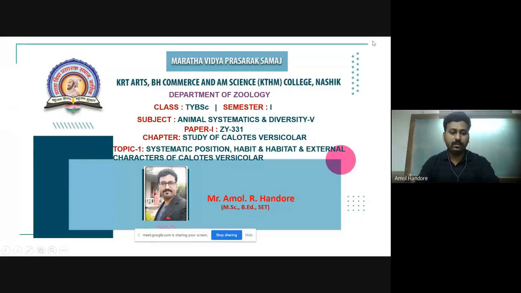So let's begin with today's lecture. In last lecture, we concluded the first unit of our syllabus, that is study of phyla. Today we are going to start with the next unit from our syllabus, that is study of Calotes versicolor. In today's introductory session, we are going to study the systematic position, habitat, and external characters of Calotes versicolor. So this animal, Calotes, you must be aware of.